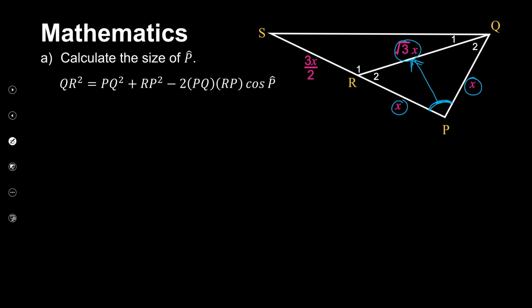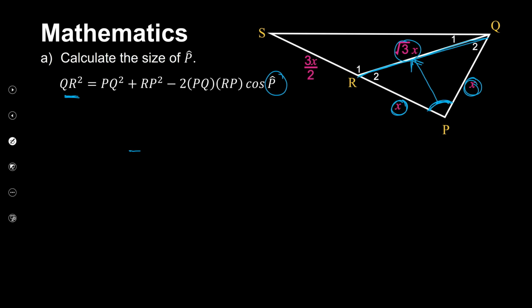So we're going to start off by saying QR squared equals, and we're going to use now the other two sides squared in our cos rule formula. So it's going to be PQ squared plus PR squared minus 2 PQ PR, which is X squared plus X squared. And remember, because we started off with QR, we're going to end off with the angle across from QR, P, because that's what we want to find.